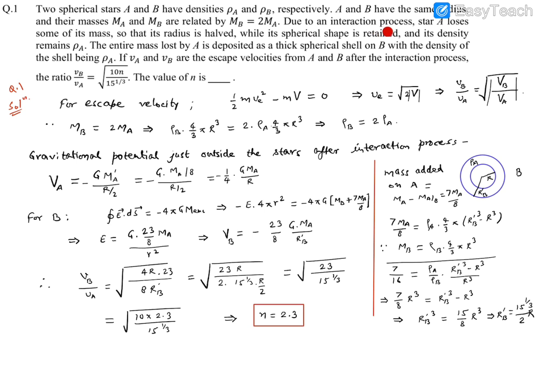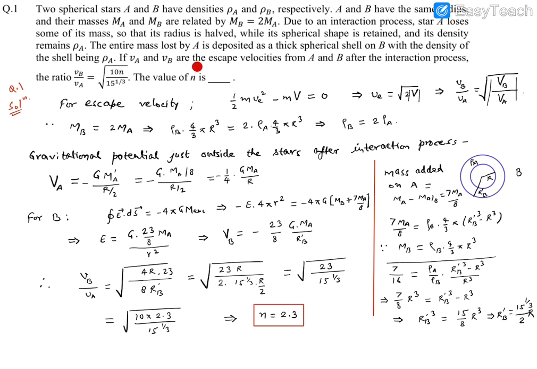Due to an interaction process, star A loses some of its mass so that its radius becomes half, while its spherical shape is retained and its density also remains rhoA. The entire mass lost by A is deposited as a thick spherical shell on B with the density of the shell being rhoA. So this density remains the same when it gets deposited on the second star.